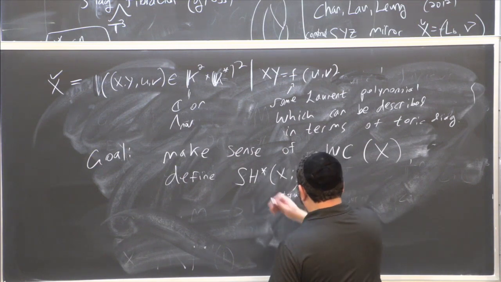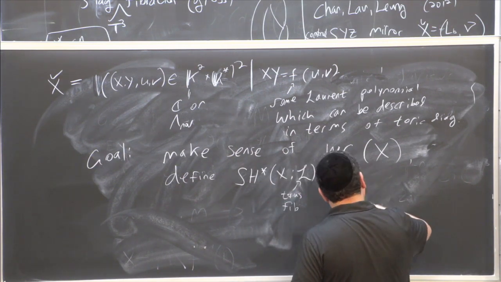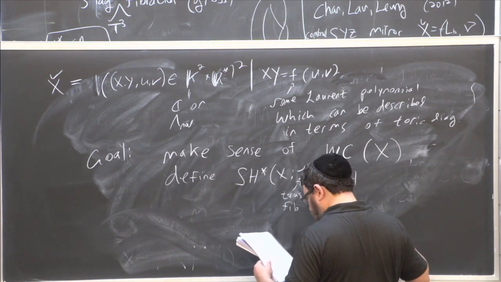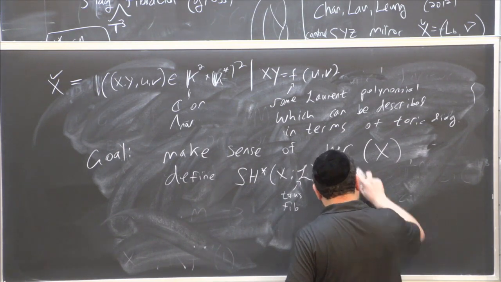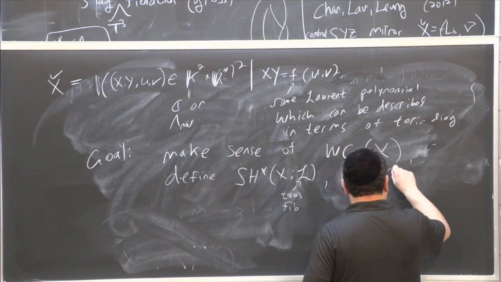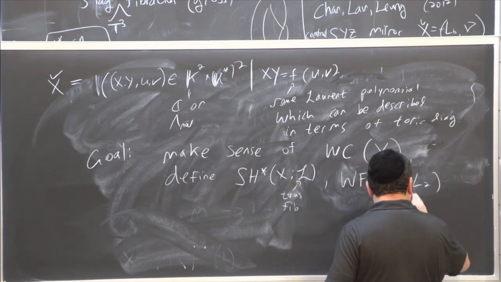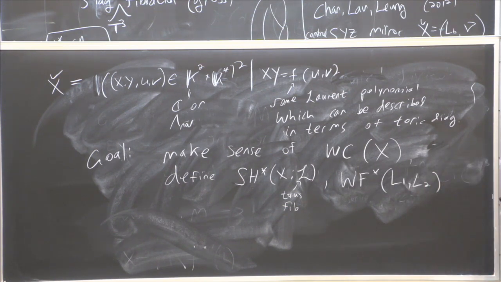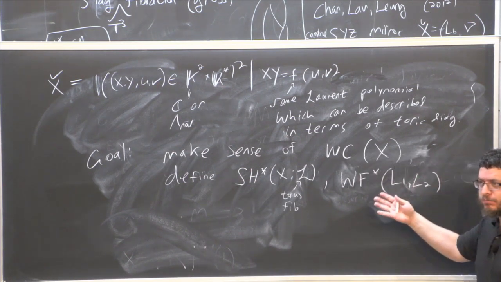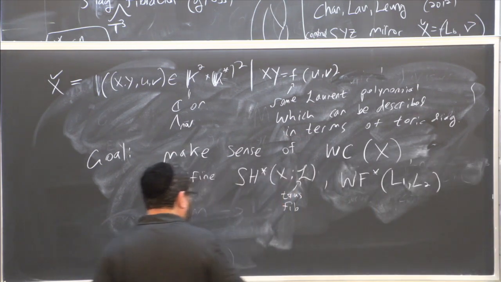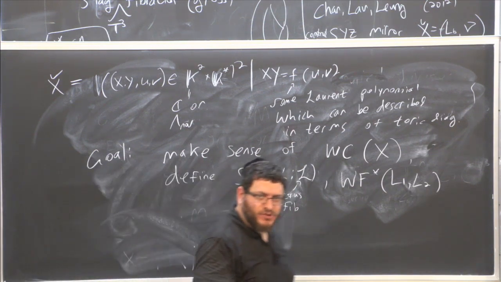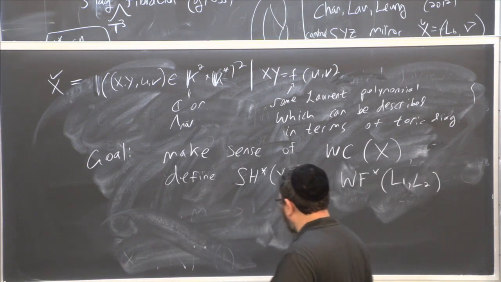So I would like to define things like symplectic homology, and for favorable Lagrangians, I would like to define what is the wrapped intersection Floer homology. Say we have two Lagrangians, and suppose we can overcome issues about obstructions and so on. I would like to say what I mean by wrapped Floer homology of these objects. But for now, I'm going to pretend that I already did that.